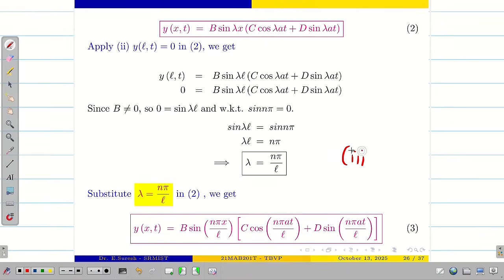But our third boundary condition is yt of x, 0 equal to 0. It is in terms of velocity.